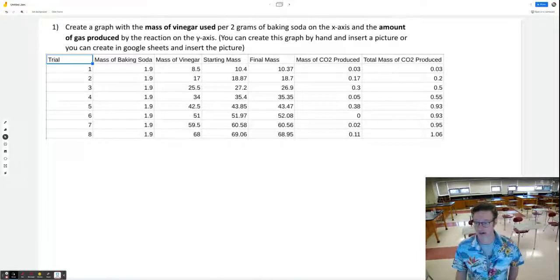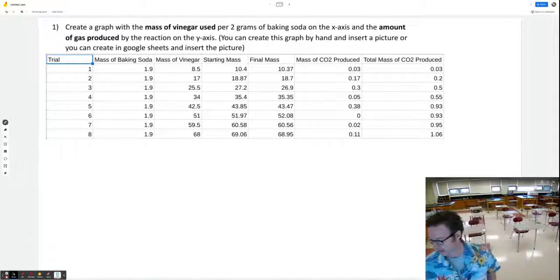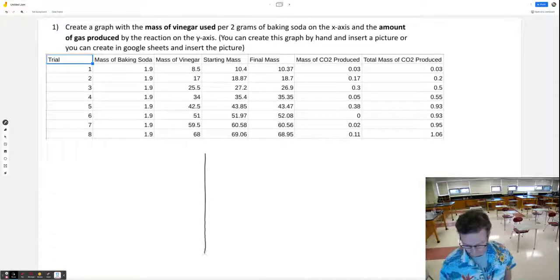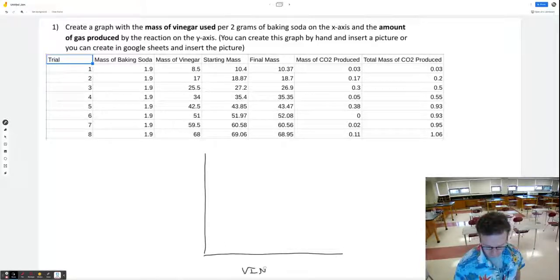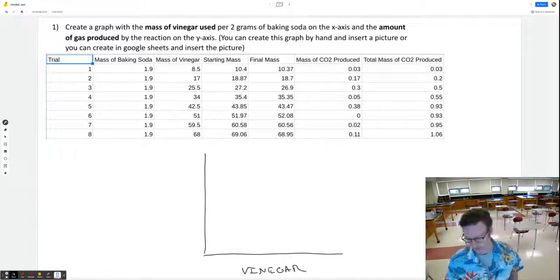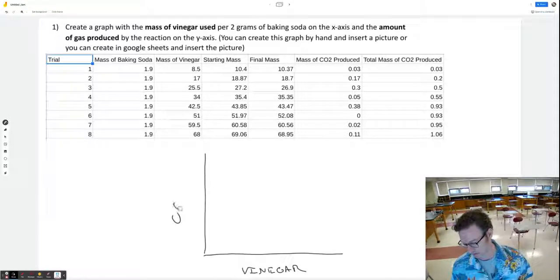So we're going to create a graph, and the axes, right? So on the x-axis, we have vinegar, the amount of vinegar that you used. And on the y-axis, we have CO2 produced.